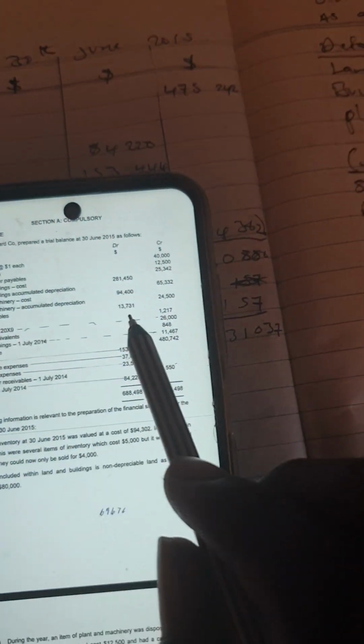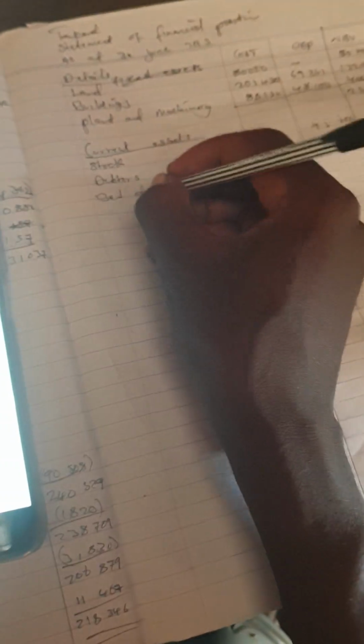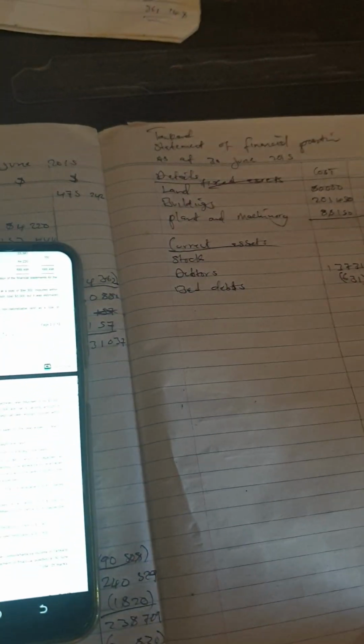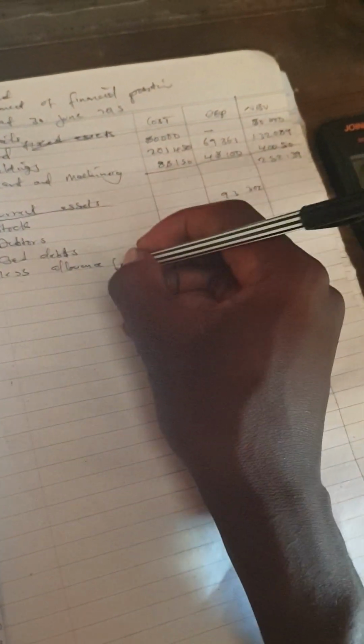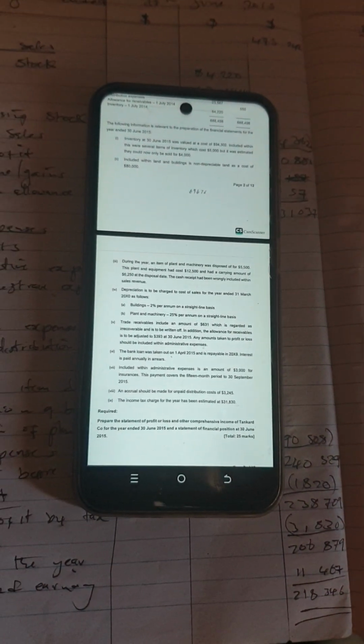Debtors, trade receivables, were 13,731. Now let's not forget the fifth adjustment, which says trade receivables include an amount of 631, which is regarded as bad debt. So we're going to remove that bad debt, 631. Since we're subtracting, I'm going to put that in brackets. Also remember, it is always debtors less provision for doubtful debt. So we're going to subtract the provision or allowance for receivables, which was 393. The new provision is the one that goes in the statement of financial position. The other one is just used to compare in order to get the difference.